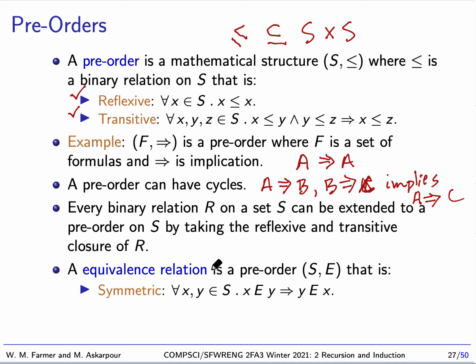An equivalence relation is a relation that's reflexive, transitive, and symmetric. So symmetric means if x is related to y, y is related to x. So an equivalence relation is a special kind of preorder. It's a preorder that's symmetric, and equivalence relations are a way to formalize the idea that we want to think of things as being the same or being equivalent.